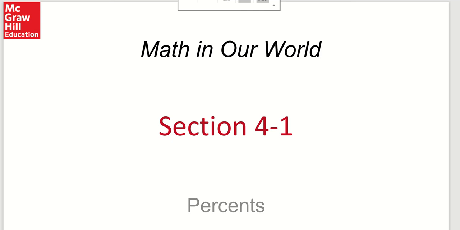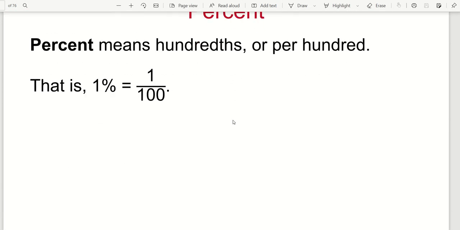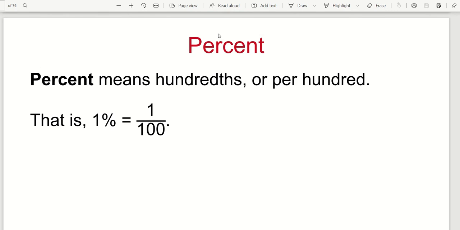In chapter 4.1, we start by looking at percents. The word percent, if you break it apart, means per cent, or per 100. And if you think of it as a fraction, 1% would represent 1/100th of a quantity.